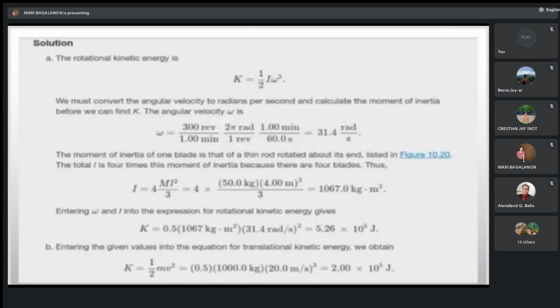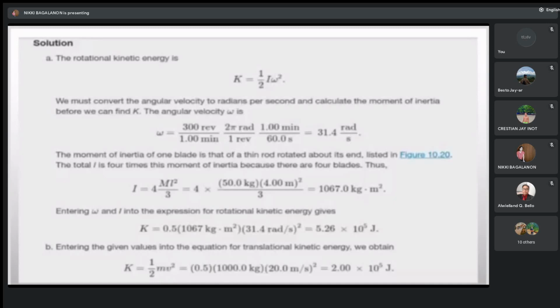Solution. Letter A, the rotational kinetic energy is, so this is the formula. We must convert the angular velocity to radians per second and calculate the moment of inertia before we can find K. The angular velocity is, so the 300 revolutions per minute we convert, 2 radians into 1 revolution, 1 minute into 60 seconds. So equals 31.4 radians per second.